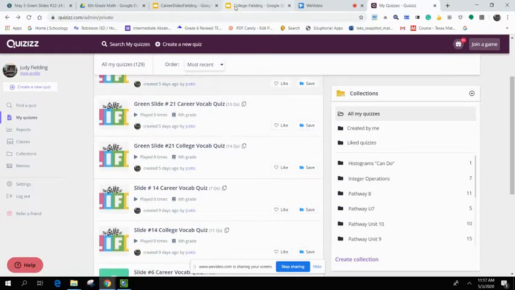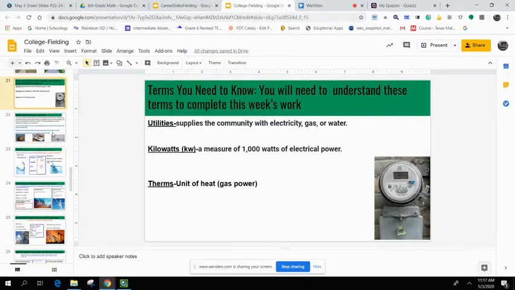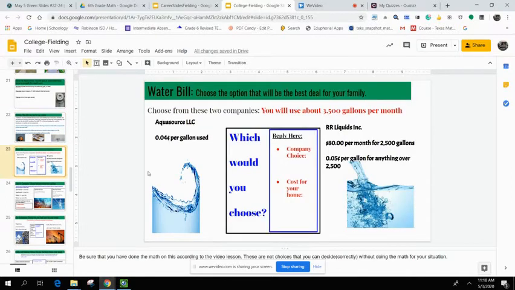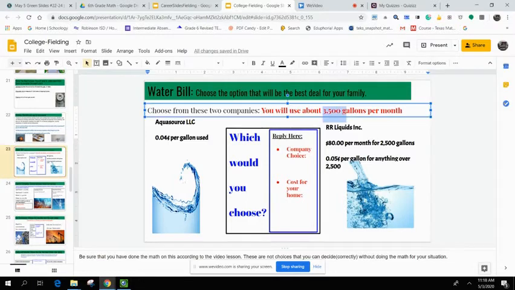Okay, so let's look at the math portion of this. This one goes into explaining utilities. You can read this one on your own. And then this is where the math part comes in. The first one we're going to look at is your water bill. It says for the place that we're living, we're going to use 3,500 gallons a month for water.